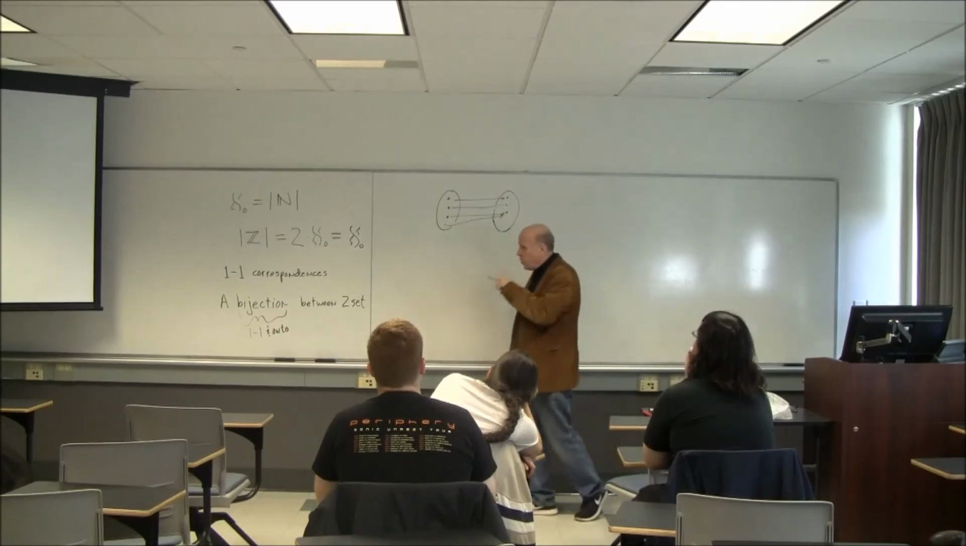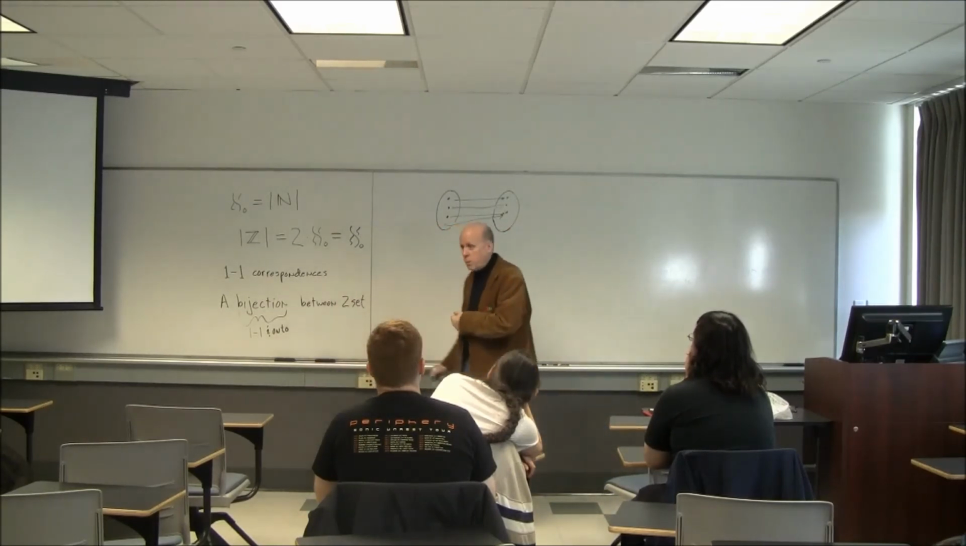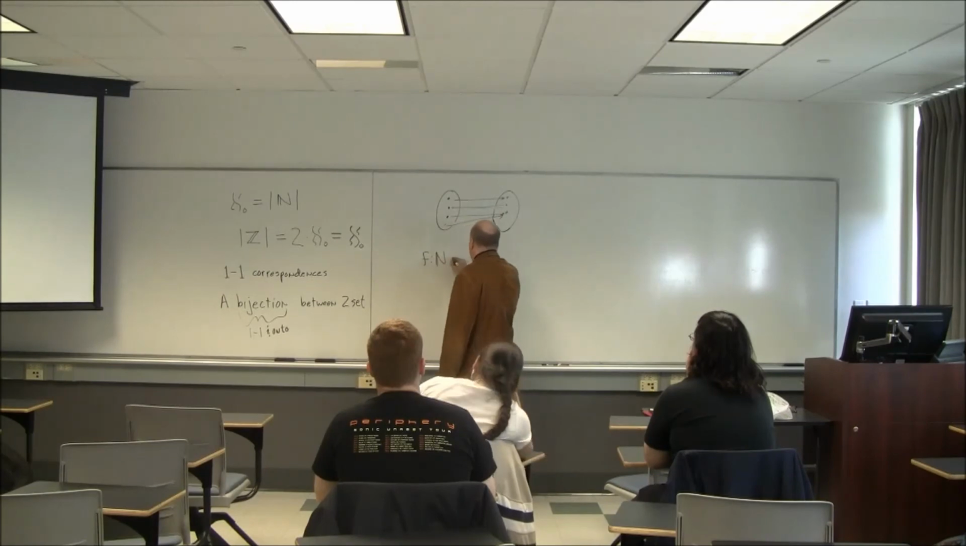So if you have 1-to-1 and you have onto, that's a bijection, and that's what tells you 2 sets have the same cardinality. So let me define a function where it goes from the natural numbers to the integers. That's 1-to-1 and onto.